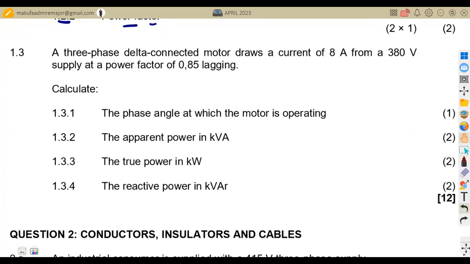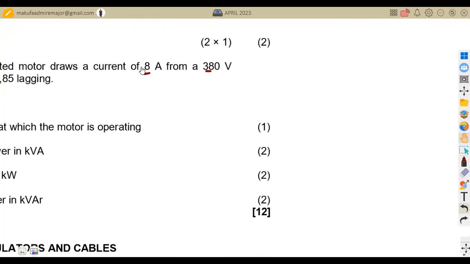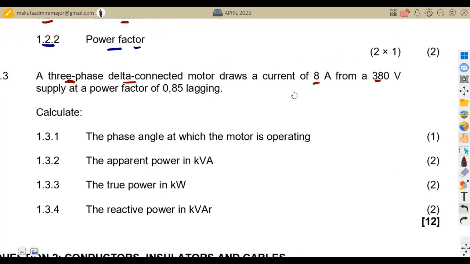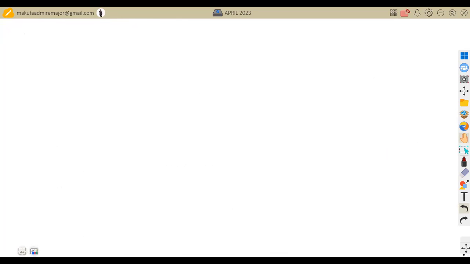All right, on 1.3, we're given the information on a three-phase delta connected motor that draws a current of 8 amps and 380 volts, with a power factor of 0.85 lagging. If the motor is drawing a current, it's taken from the supply, so we are talking of the line current.